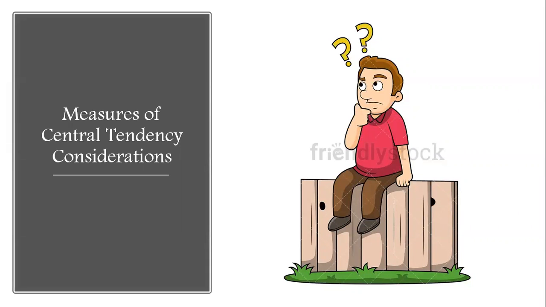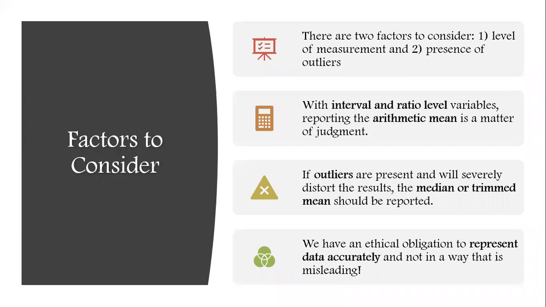Now let's discuss some considerations in measures of central tendency. There are 2 factors to consider. One is level of measurement, and the other is presence of outliers. With interval and ratio level variables, reporting the arithmetic mean is a matter of judgment. If outliers are present and will severely distort the results, the median or trimmed mean should be reported instead. It's important to keep in mind that we have an ethical obligation to represent data accurately and not in a way that is misleading.